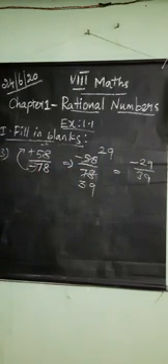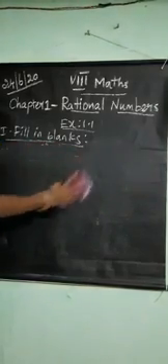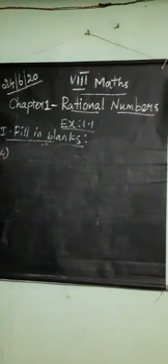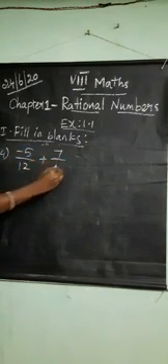Okay. Next, the fourth question. Find the value of minus 5 by 12 plus 7 by 15. Now see, both numbers' denominators are different, with a plus in between. So the denominators have to be the same. How to convert the denominators to the same? Just take the LCM.